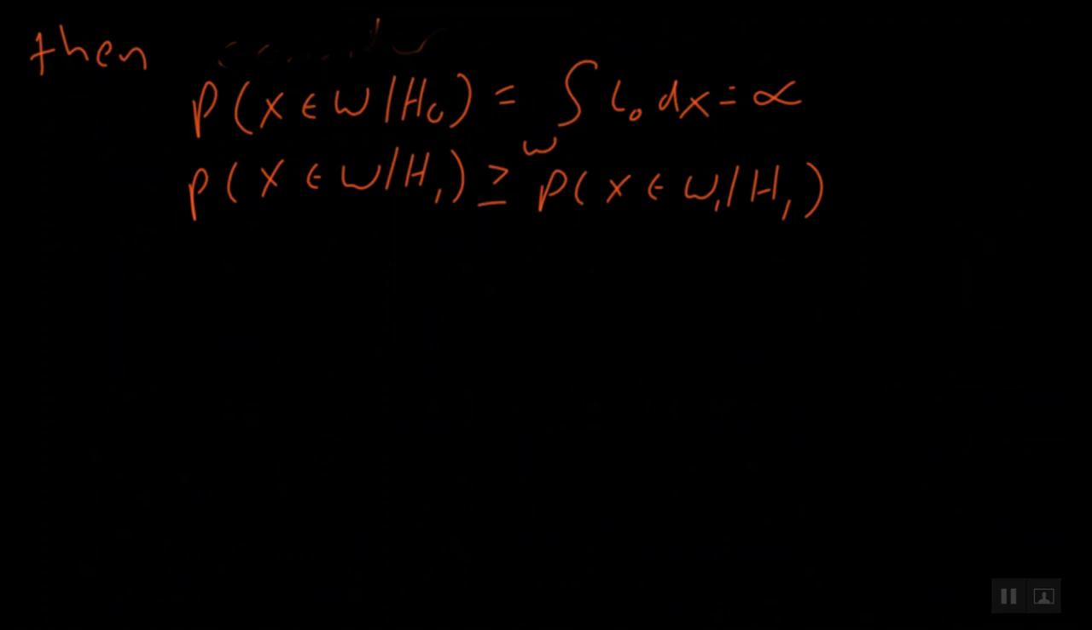Then we will consider two possibilities. The probability that X is an element of W, the critical region, given that H naught is true, is equal to the integral of L naught dx across W, which is equal to alpha. And so this is actually proving our sufficiency from the book. And then consider the probability that X is an element of the region W given that the alternative hypothesis is true is greater than or equal to the probability that X is an element of W1 given H1 is true. And this is our necessity from the book.